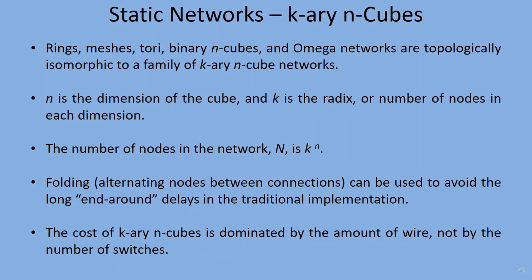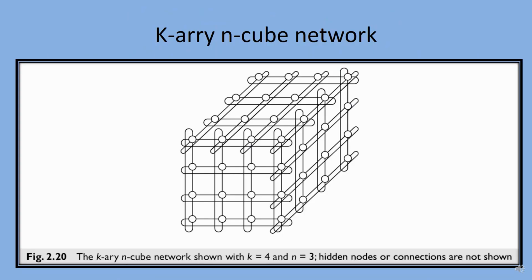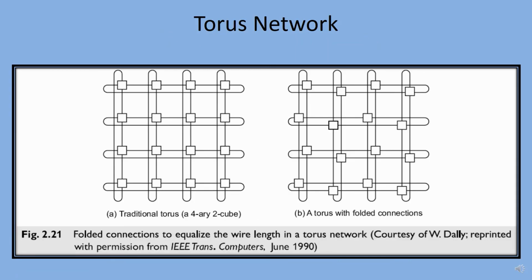Folding can be used to avoid the long end-around delays in the traditional implementation. The cost of K-array n-cubes is dominated by the amount of wire, not by the number of switches. This diagram shows K-array n-cube network with K equal to 4 and n equal to 3. This shows folded connection to equalize the wire length in torus network.